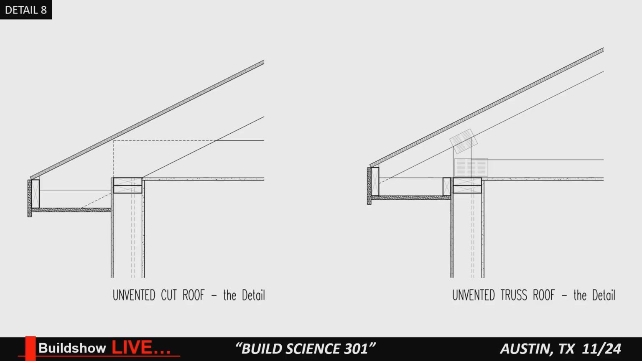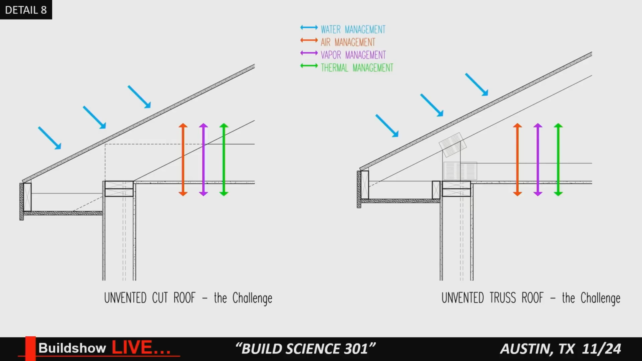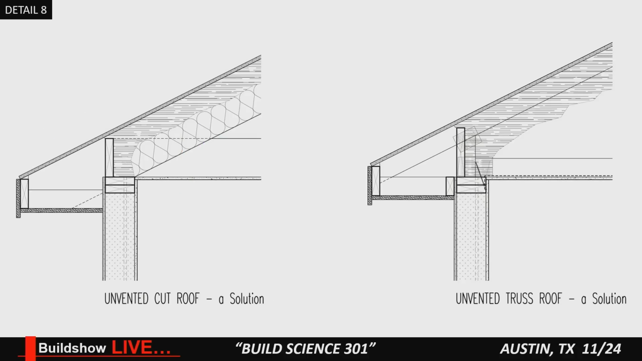Unvented roofs. You guys do a lot of that down here. Challenges are pretty much the same, right? The house reacts the same. The solution is slightly different, right? In this case here, we have closed cell foam with added insulation. Could be an air permeable insulation. The unvented truss, if you're far enough down south, you can go to an open cell solution.